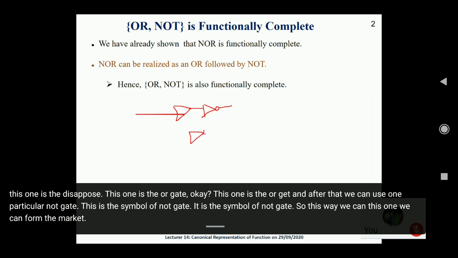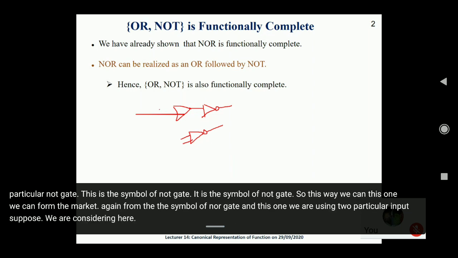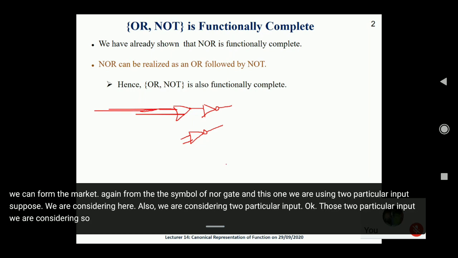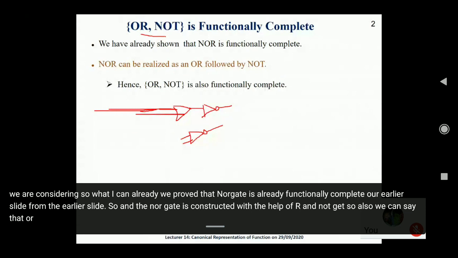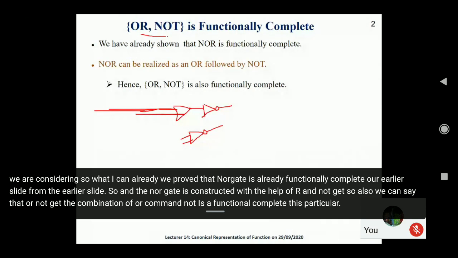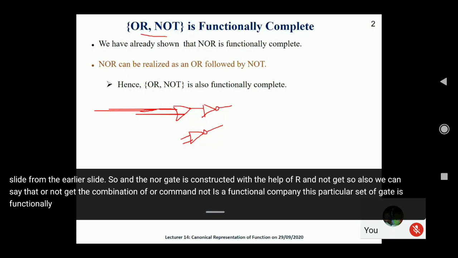This is the symbol of the NOR gate, and here we are considering two particular inputs. Already we proved from the earlier slide that NOR gate is functionally complete. And the NOR gate is constructed with the help of OR and NOT gate. So we can say that the combination of OR comma NOT is a functionally complete set of gates.